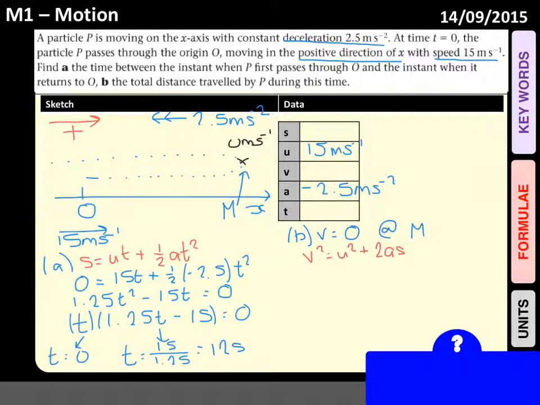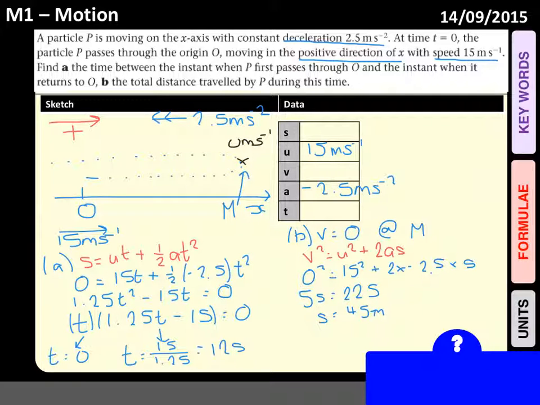Subbing in our values, so v at that point M is 0 equals 15 squared plus 2 times minus 2.5 times our displacement s. Okay, so we're going to use our calculator and do a bit of rearranging. So we've got 5s equals 225, and therefore s has got to be equal to 45 meters. So that's our displacement from O to M.